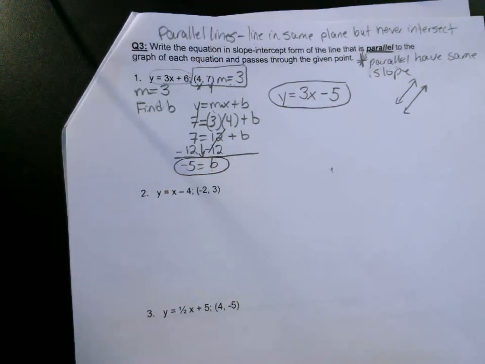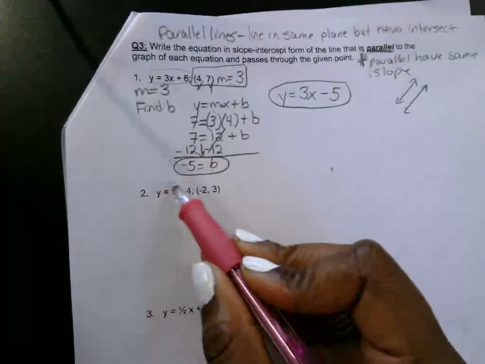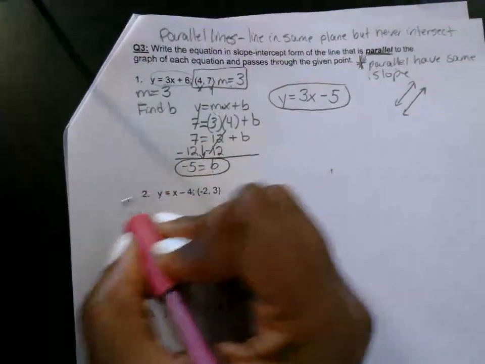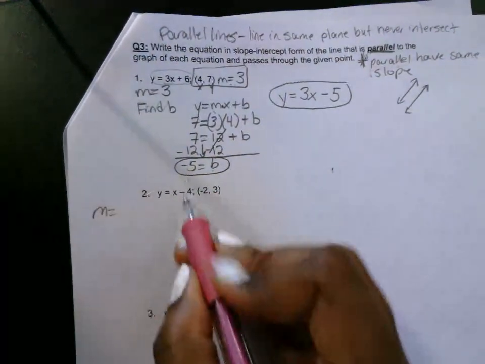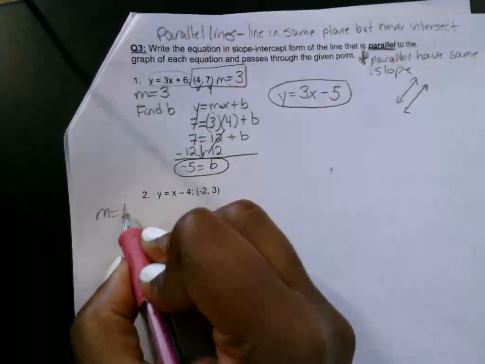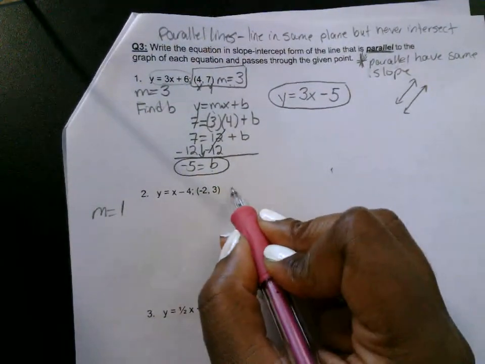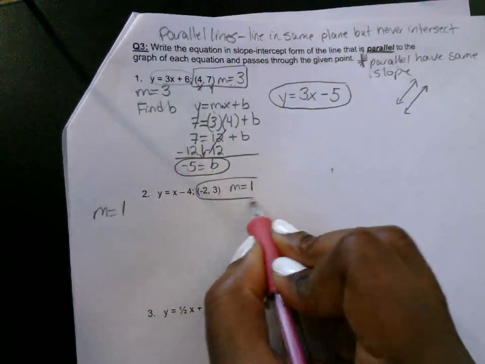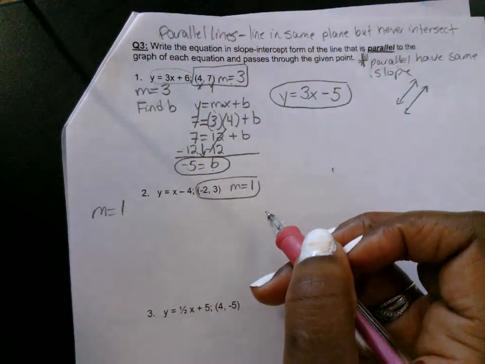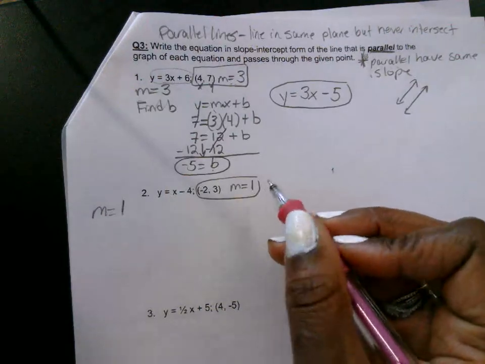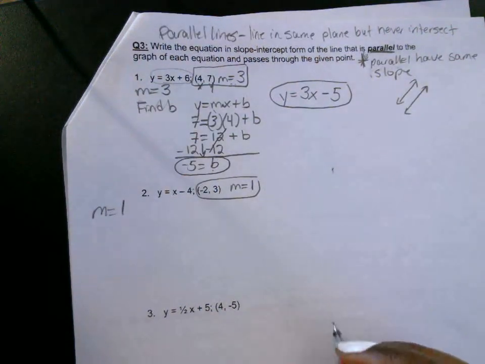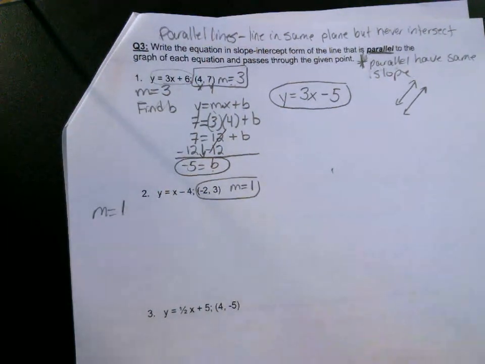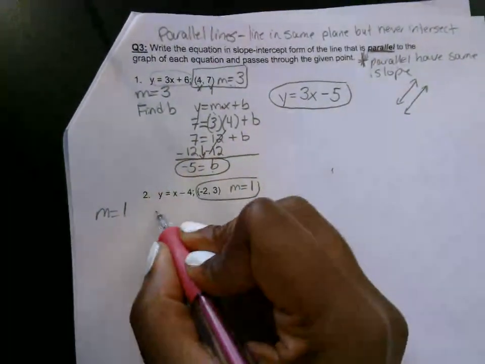Okay, so first things first, the equation is written in slope-intercept form, so now we can identify what the slope is. What is the slope of this first equation here? It is 1. So the slope of the other line is also going to be 1. So we're going to use this information to find the b for the second equation. Okay, so let's find b.